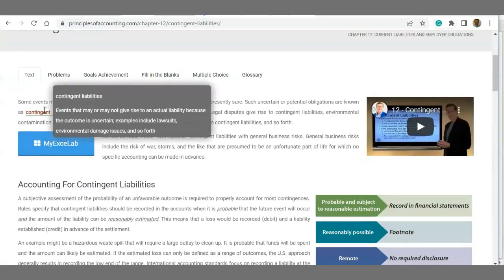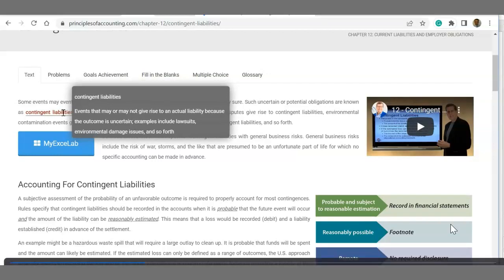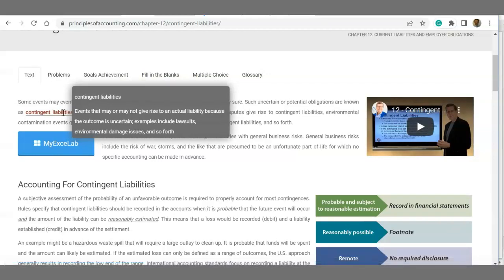Okay, what is contingent liability? It's an event that may or may not give rise to an actual liability because the outcome is uncertain. Examples include lawsuits, environmental damage, or something like that. So it's a contingent liability.